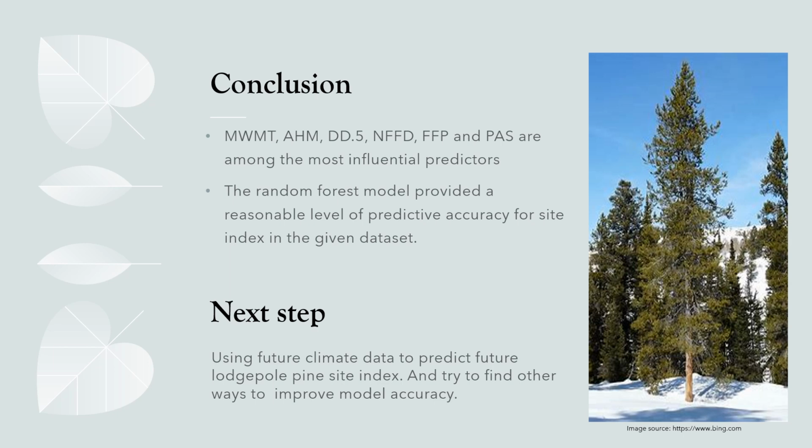So my conclusion is, first, MWMT, DD5, and three other climate variables are among the most important predictors, and the random forest model provides a reasonable level of prediction accuracy for site index in the given dataset. So as a next step, I will try to use future climate data to predict future lodgepole pine site index and try to find other ways to improve the model accuracy.